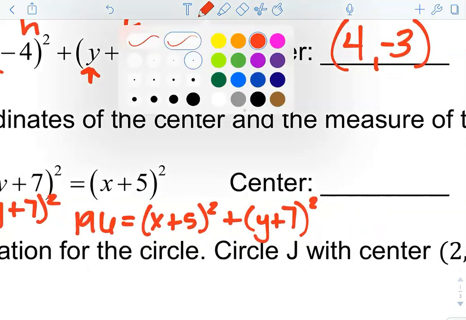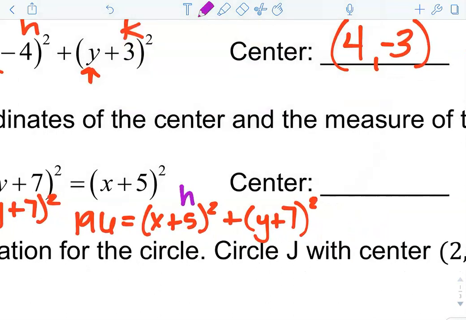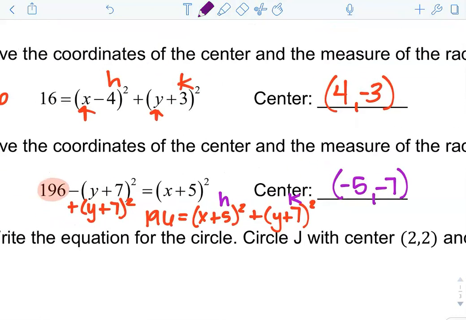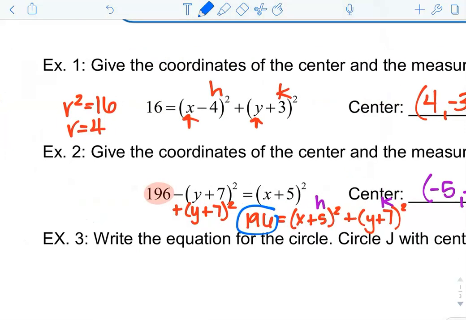So then to get h and k, h is in the parentheses with x, k is in the parentheses with 7. Their signs lie, so this is -5 and -7. To get the radius, it's equal to the radius squared, so that means the radius squared equals 196. If you take the square root of that, you're going to get 14.